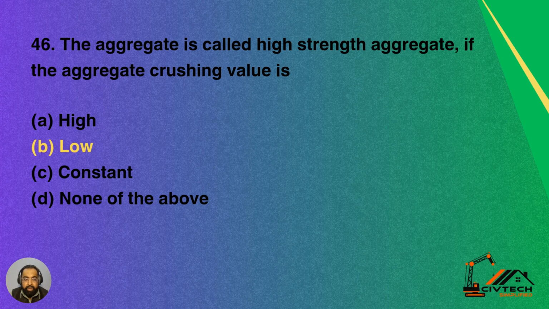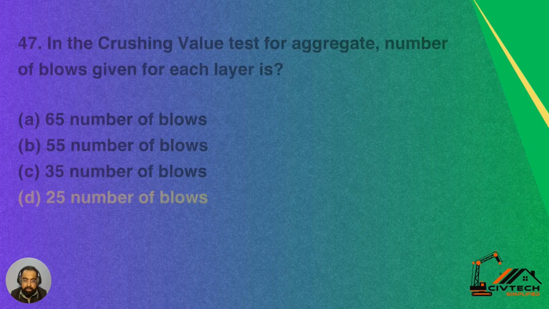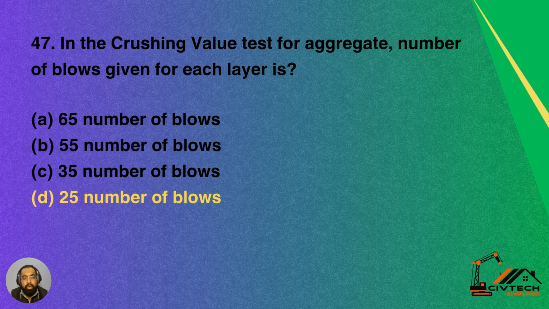Question 46. The aggregate is called high strength aggregate if the aggregate crushing value is: option A high, option B low, option C constant, option D none of the above. The aggregate is said to be high strength aggregate if the aggregate crushing value is low. So definitely if the crushing value is low, it will be a high strength aggregate. Option B is the correct answer.